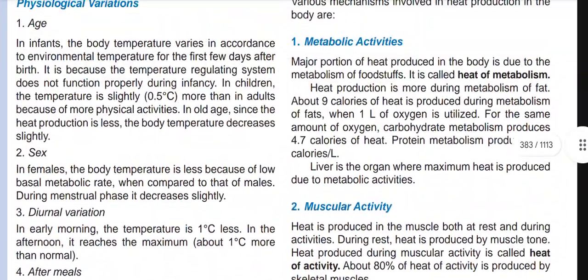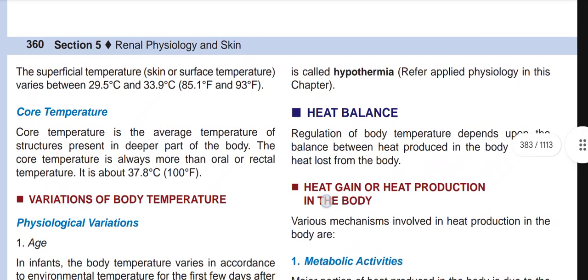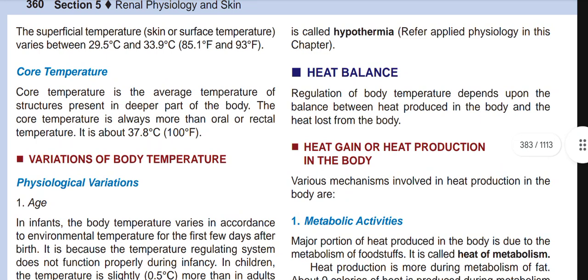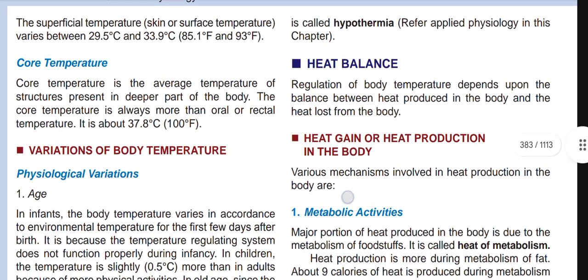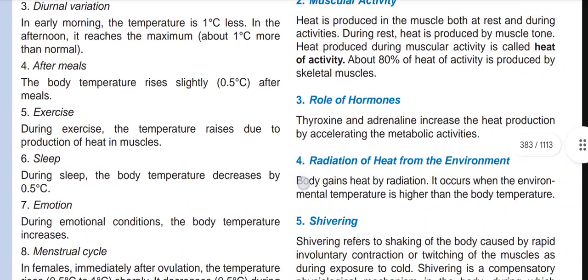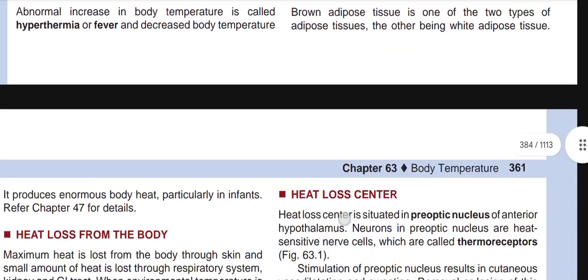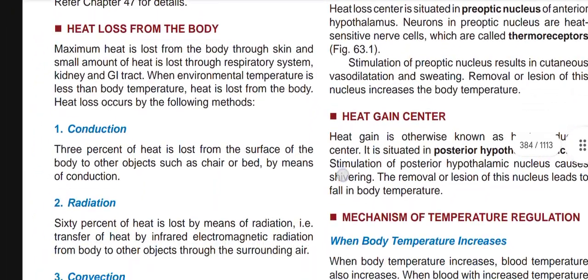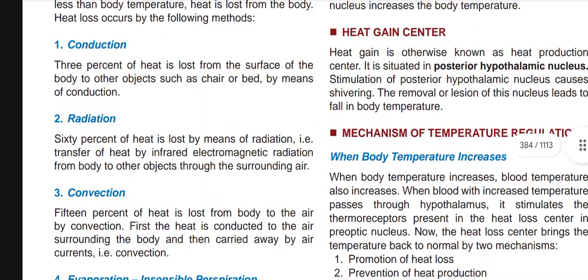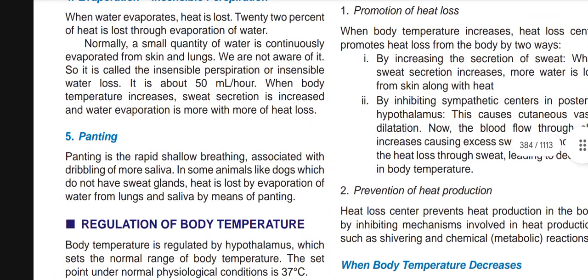Now, if we summarize today's discussion, in this video we have discussed heat balance, what heat balance is, and the mechanisms by which heat gain or heat production occurs in the body, that is metabolic activity, muscular activity, role of hormones, radiation of heat from the environment, shivering and brown fat tissue. And the heat loss mechanisms from the body, that is conduction, radiation, convection, evaporation and panting. So this is for now.